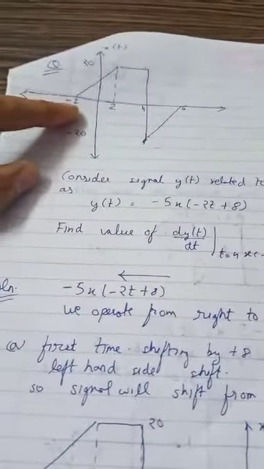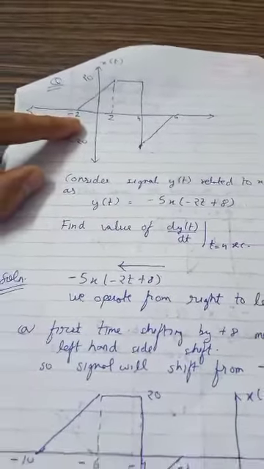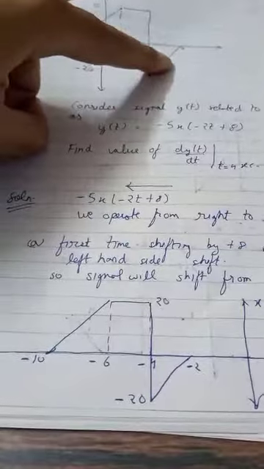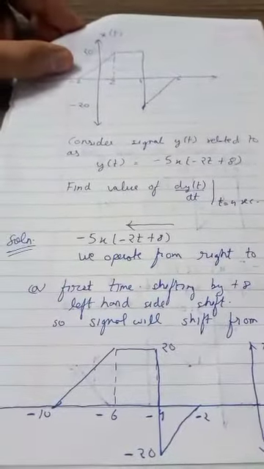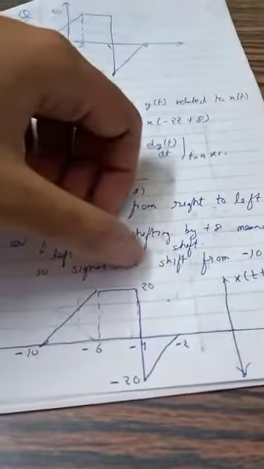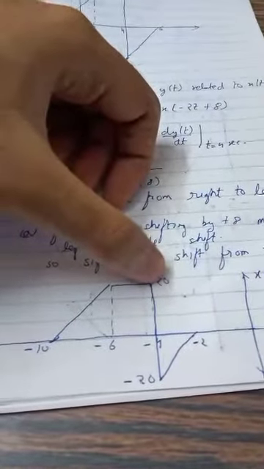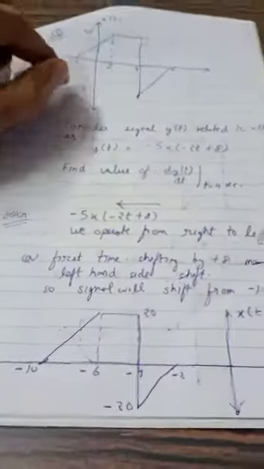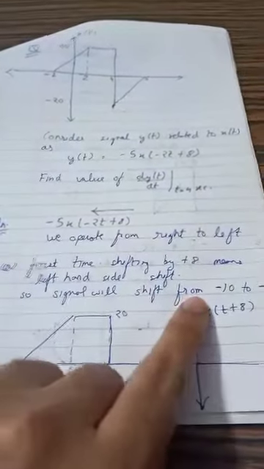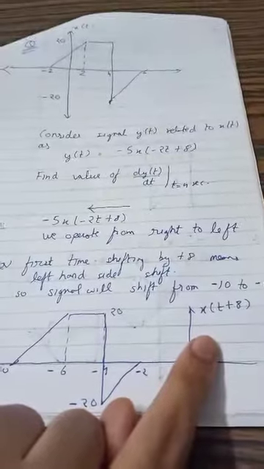Just subtract -8 from all of these values. So this will be -10, this will be -6, this will be -4, and this will be -2. -2 will become -10, 2 will become -6, 4 will become -4, and 6 will become -2. We just change the time values, and no change happens to the magnitude of the signal. The plus 20 and the -20 will remain the same. So just draw the signal as it is and change the time values. This is the resultant signal x of t plus 8.